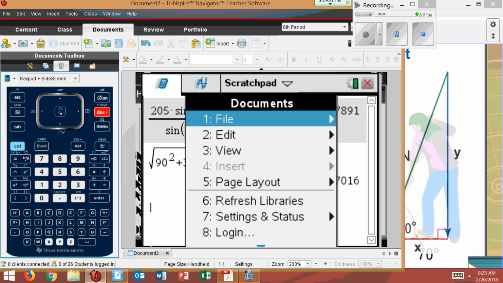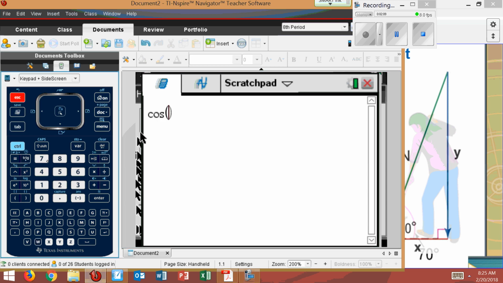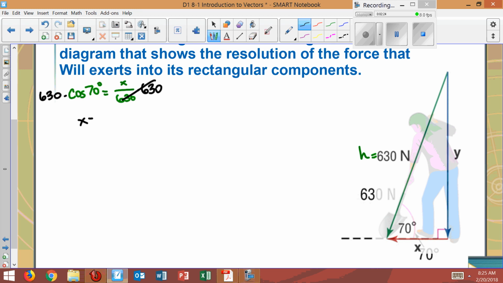So I'm going to go to my calculator and clear this here. We'll go 630 cosine of 70 degrees, and I forgot to put the 630 in the front. It is 215.47. So that means there's 215.47 newtons of force going to the left. And since it's going to the left, you see how when he's shoveling in this direction to the left, we're actually going to refer to that as negative 215.47 because it's going to the left.